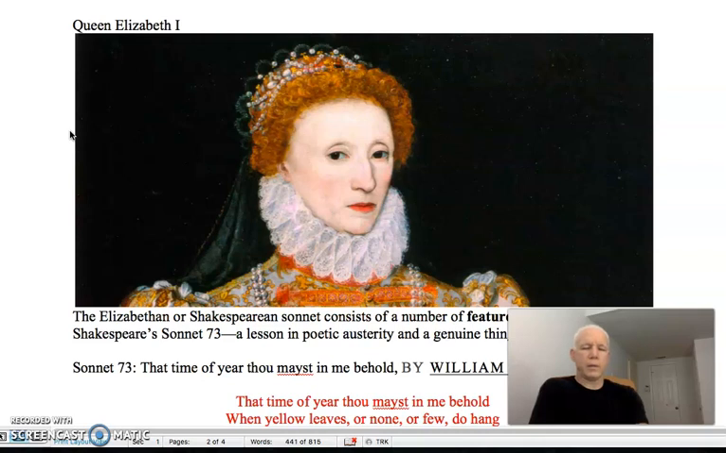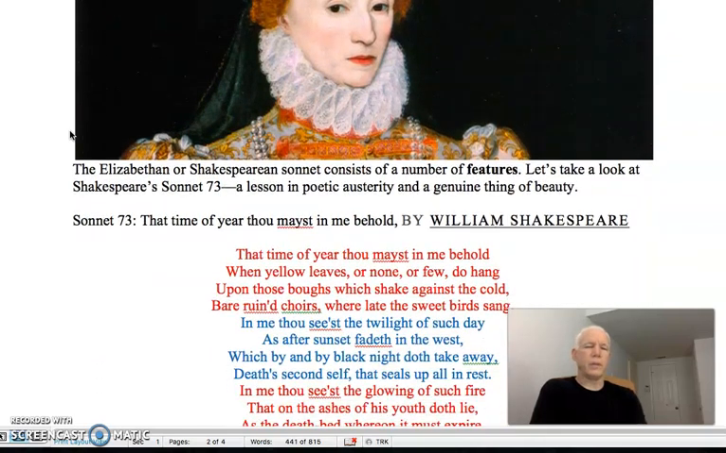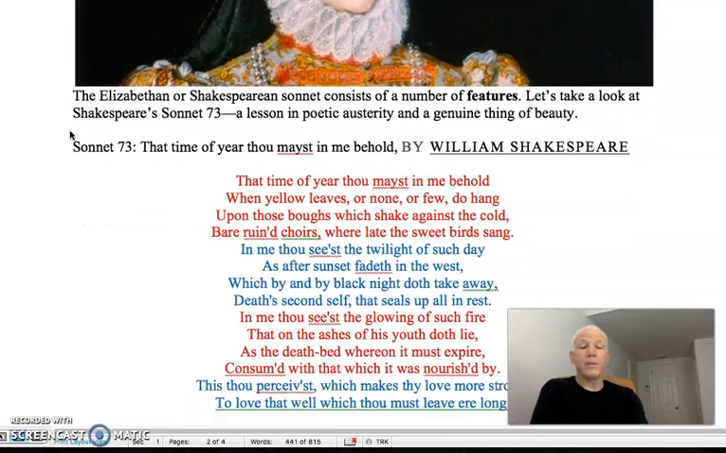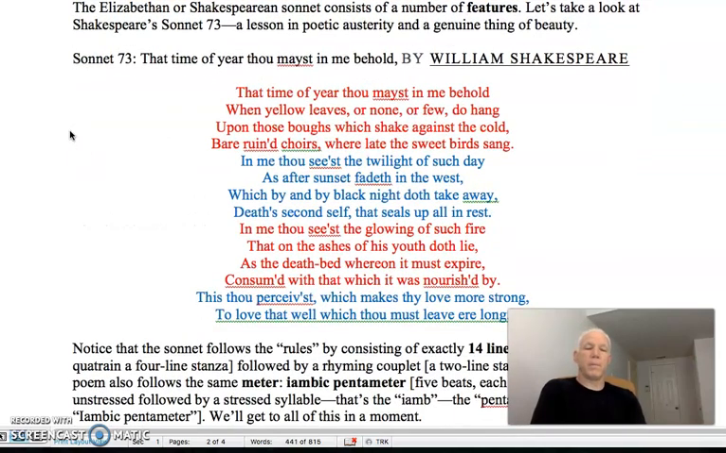The Elizabethan or Shakespearean sonnet consists of a number of features. Let's take a look at Shakespeare's Sonnet 73, a lesson in poetic austerity and a thing of genuine beauty. Sonnet 73, That Time of Year Thou Mayest in Me Behold by William Shakespeare. I recommend at this point that you spend a few minutes reading the poem, get to know it, stop the video, and pick it up with me in the following paragraph.